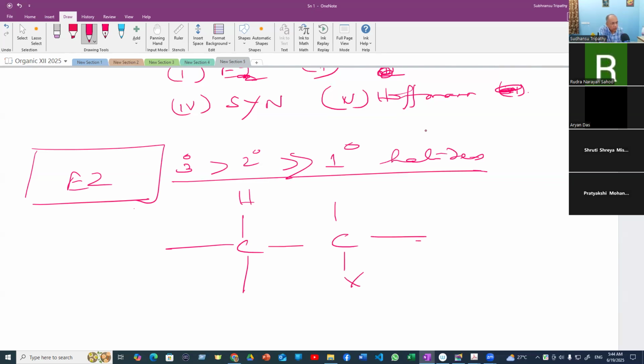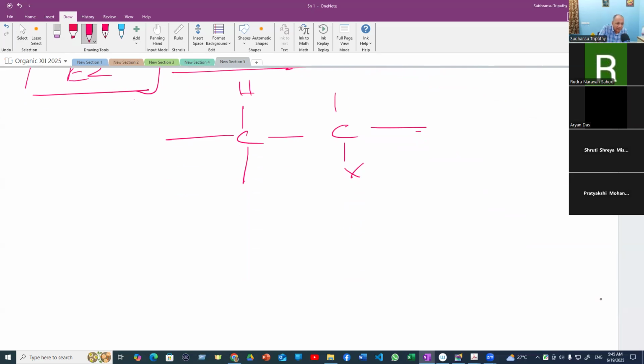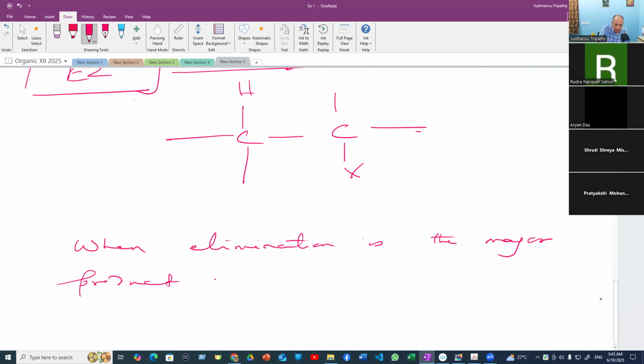Contrary to what many people think, that 3 degree, the carbocation is more stable and therefore the mechanism will be E1. No, absolutely not. Elimination, let me be very candid. When elimination is the major product in alkyl halides, the predominant mechanism is E2.